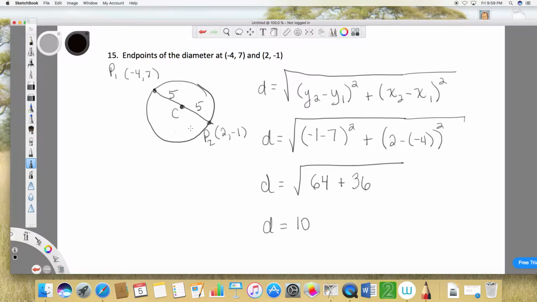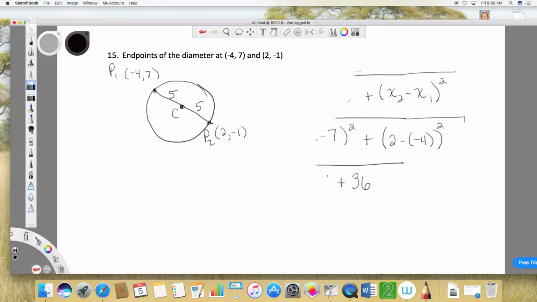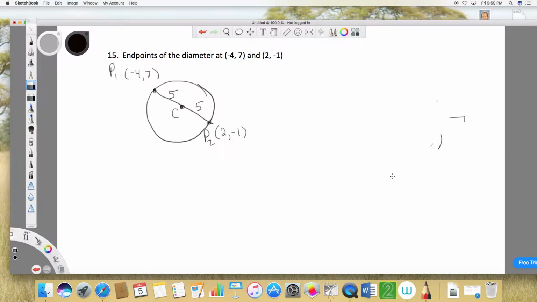All right, so now let's find the midpoint of this. To find the midpoint, the coordinates of the center, I'm just going to average the x's and average the y values. So if I take -4, the x coordinate of point 1, and I add the x coordinate of point 2 and divide by 2, that'll be the x coordinate for my center.